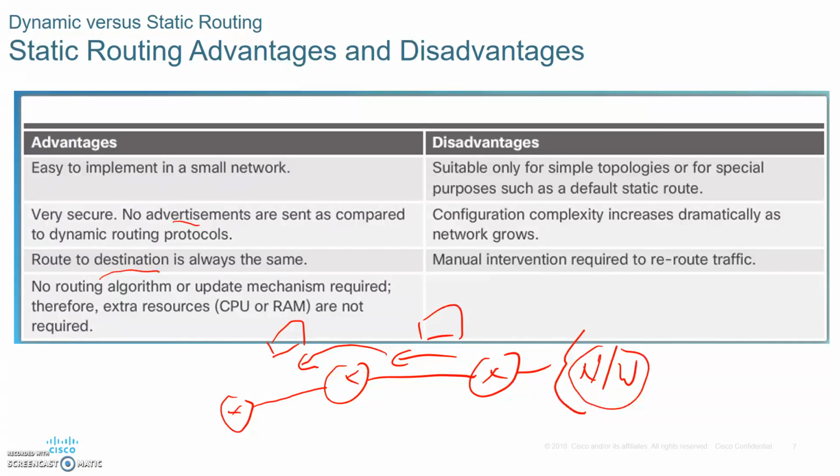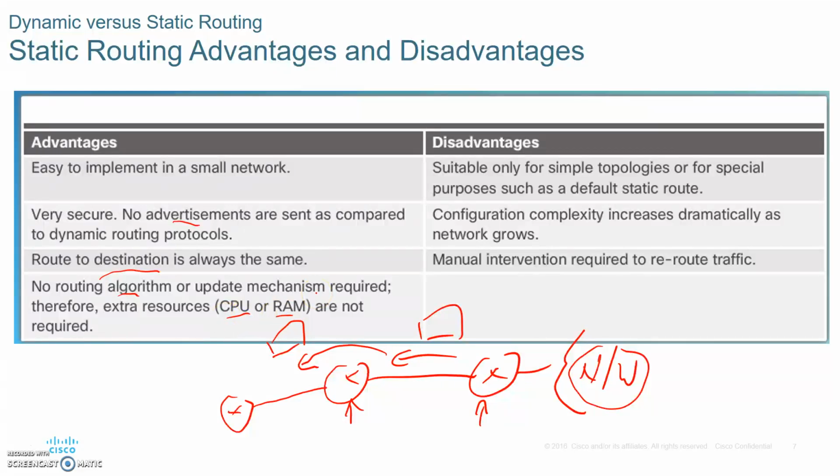How you route packets from one place to another is always the same. So it's easier to troubleshoot, and it's easier to understand how your network runs. And also because there's no routing algorithm or update mechanism running on the router, it does not take up additional CPU time or additional RAM space in order to run. Static route does not require extra resources.